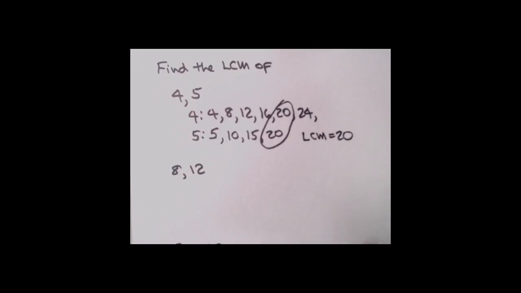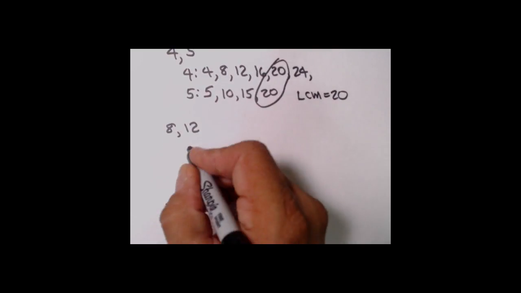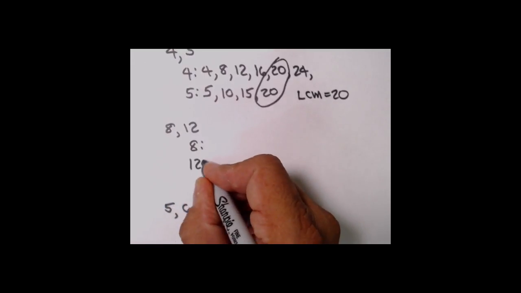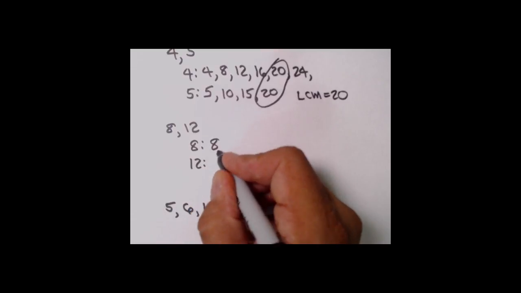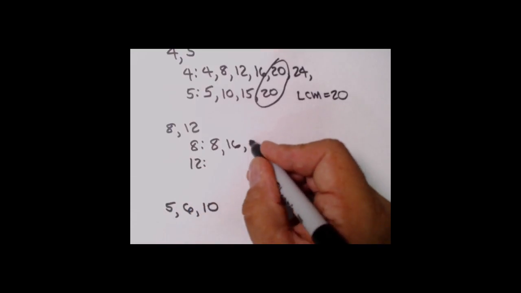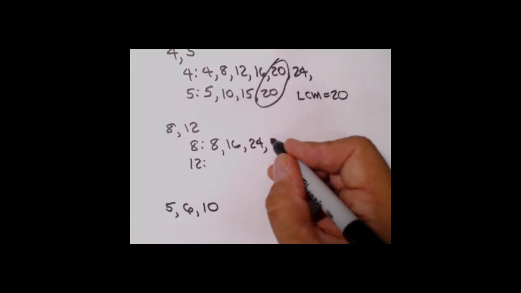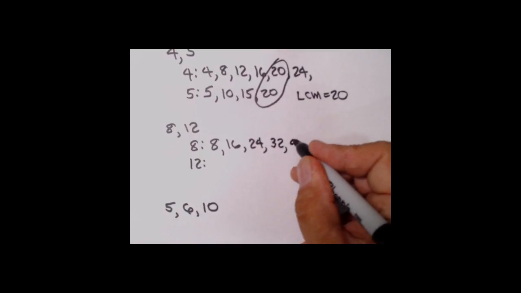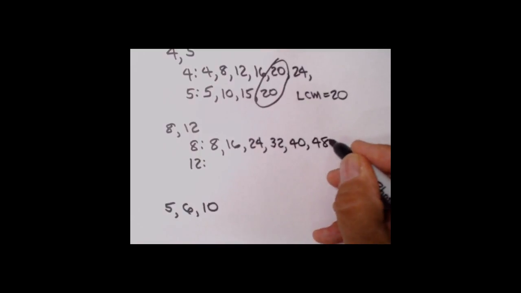Well, here's the next one to try. 8 and 12. Okay, once again, the multiples of 8 and the multiples of 12. First multiple of 8 is 8. Add 8 to that, we get 16. Add 8 to that, we get 24. Add 8 to that, we get 32. Add 8 to that, we get 40. Add 8 to that, we get 48.